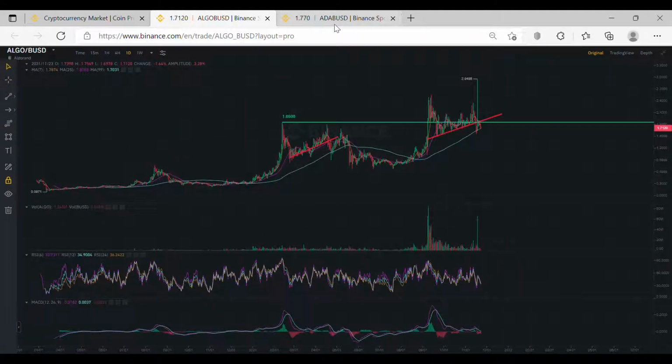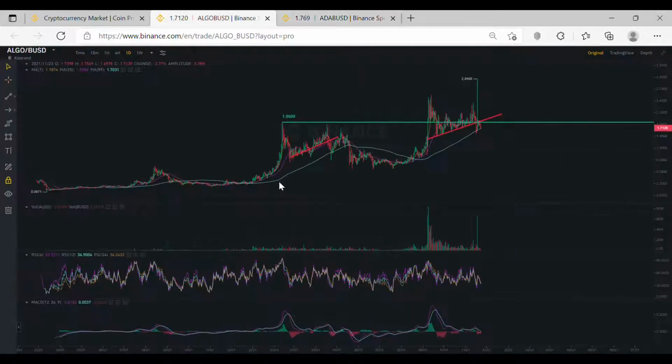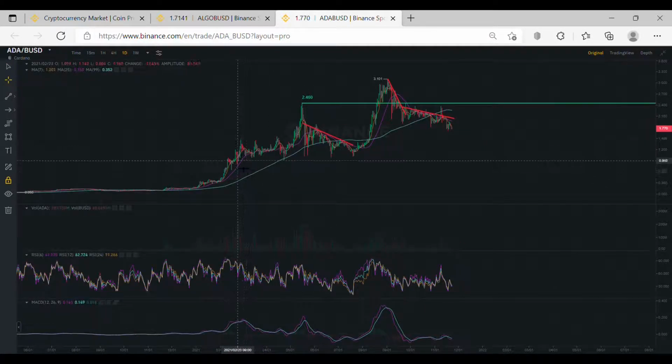I mean, if we zoom out of the graph, you can see that for Cardano, the price would go up and then go down and then go up and then go down. But for Algorand, we would go up, go down, go up, go down, go up, go down. So we have two ups and two downs for every cycle, while for Cardano, we only have one up and one down for each cycle.